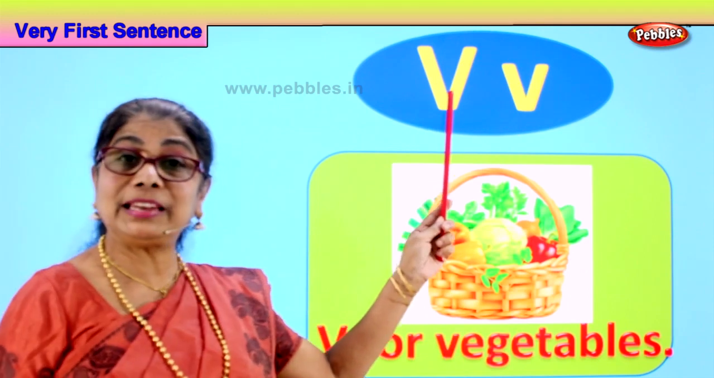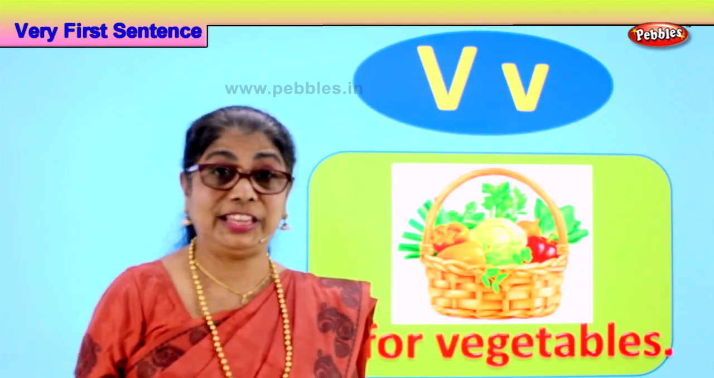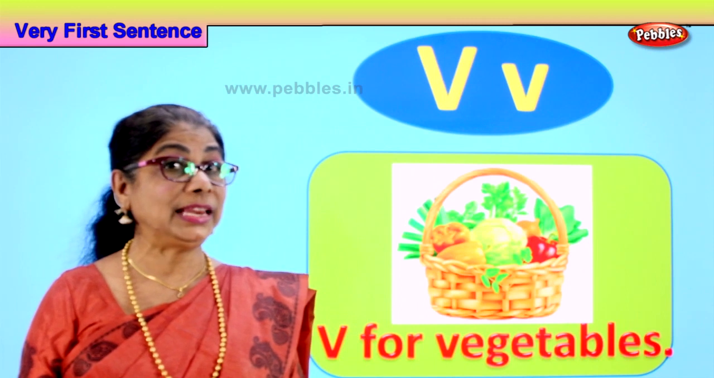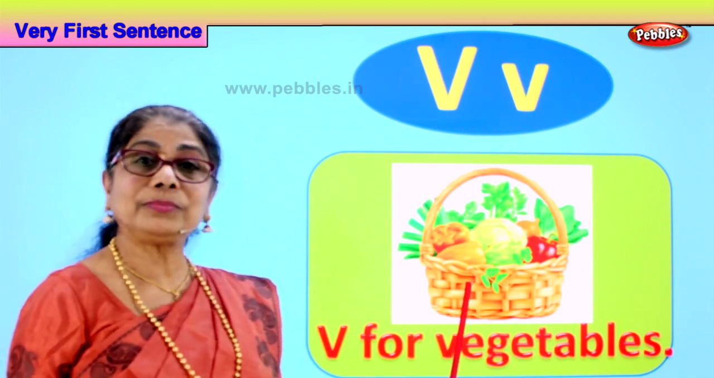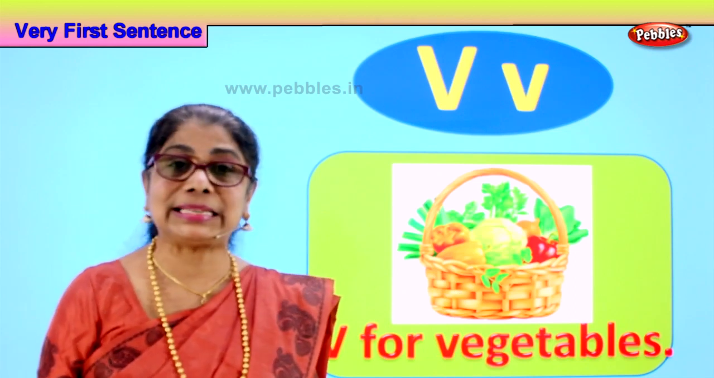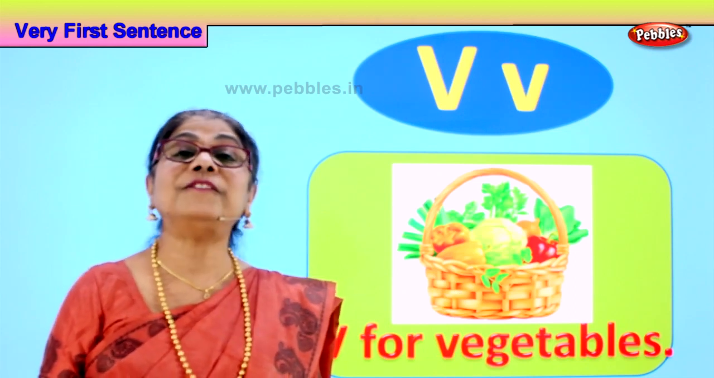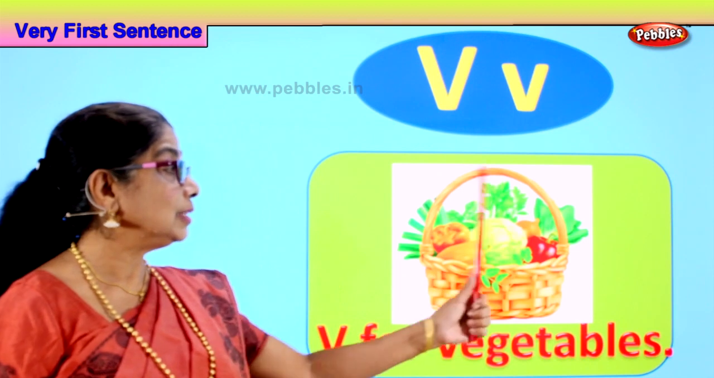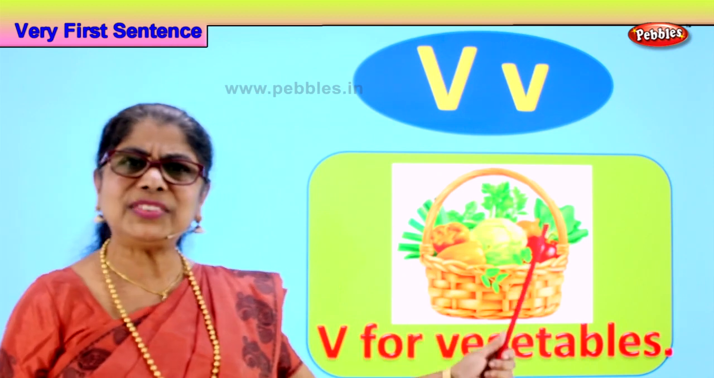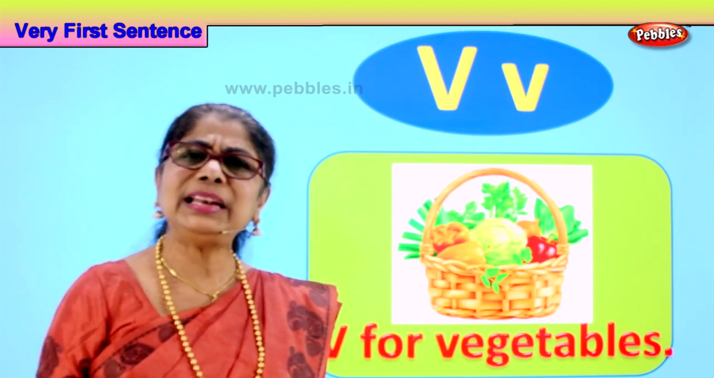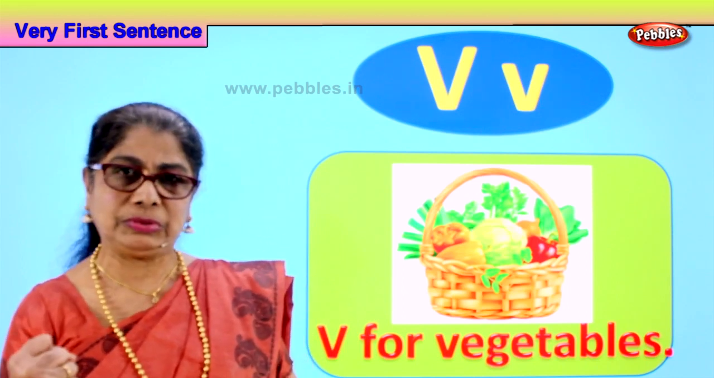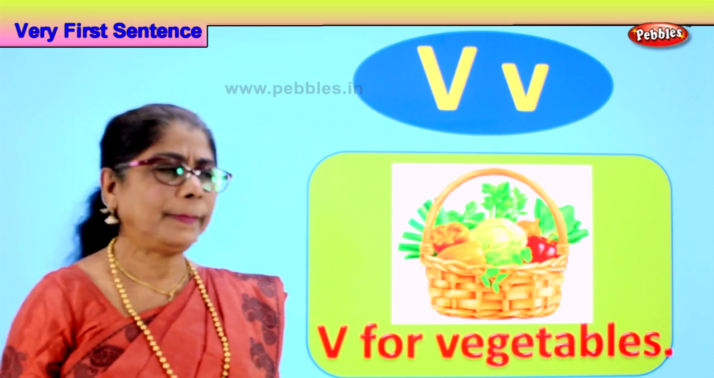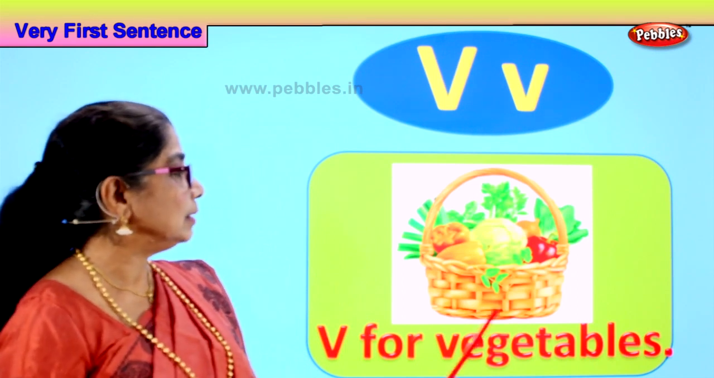Good. Capital letter V and small letter V. What is the sound of V, letter V? V. What picture is this? The picture of a basket full of vegetables. Baskets of vegetables. And what is a vegetable? A vegetable is something that you can eat to keep yourself strong. Full of vitamins.